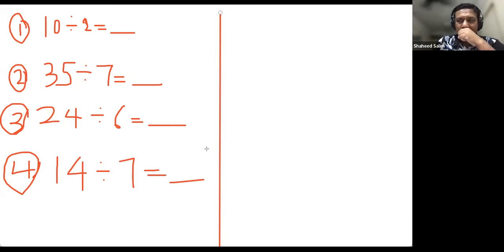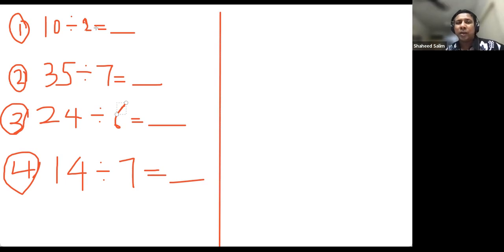Question number 2. What times 7 equals 35? Well done. Question number 2 is also 5. Question number 3 is not 5. 24 divided by 6. This is 6, in case you cannot see. Well done. 4, correct.